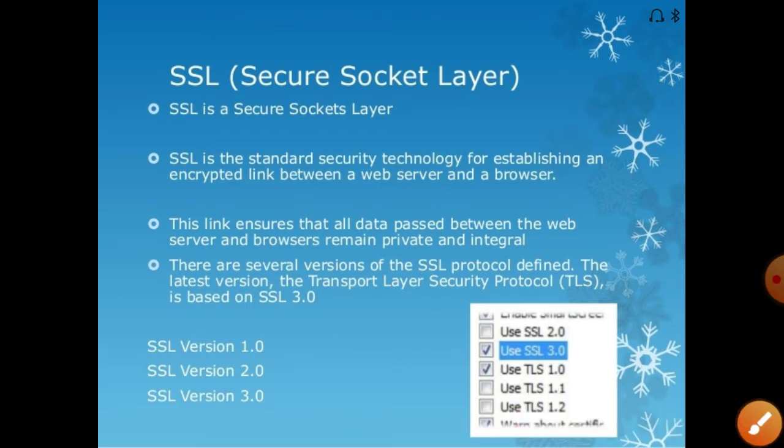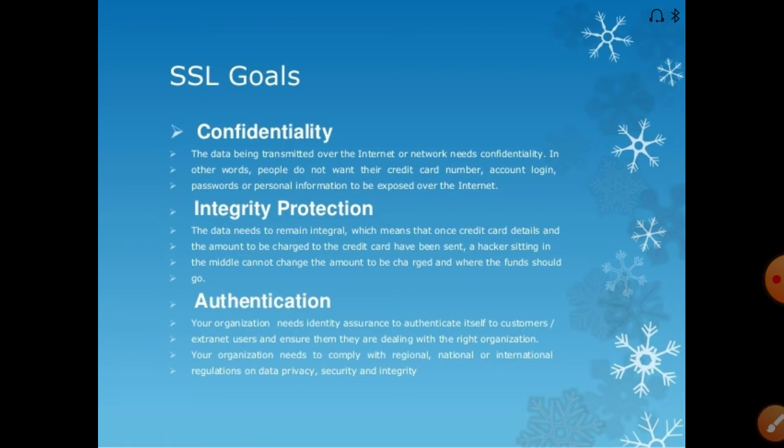Now we'll see the components of SSL. Before that, what are the goals of SSL? What does SSL provide for the communication? The SSL protocol offers three different services: confidentiality, integrity, and authentication. Confidentiality means that while data is being transferred over the internet and network, it has to provide privacy for the information.